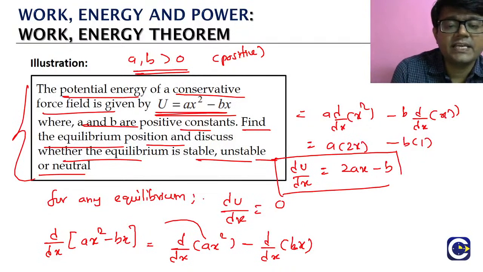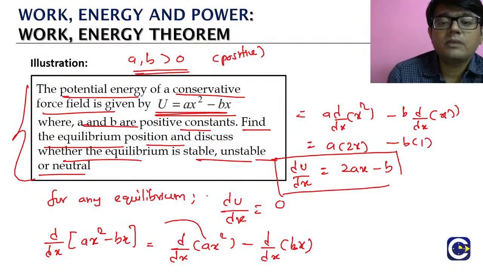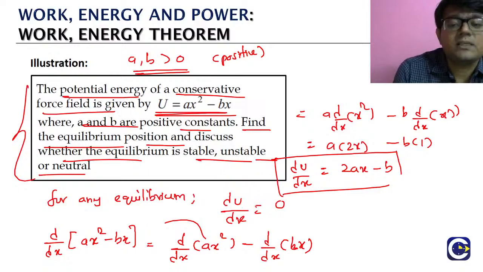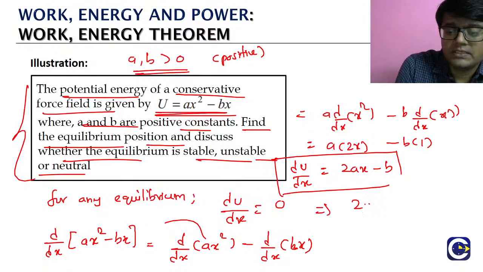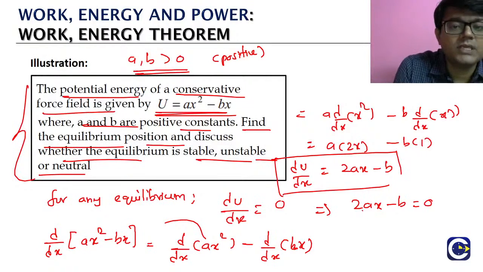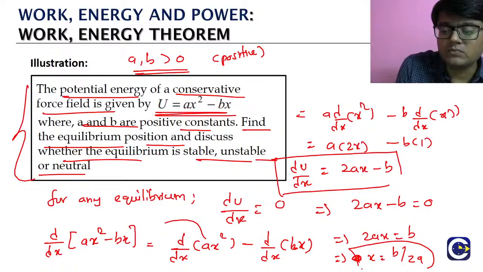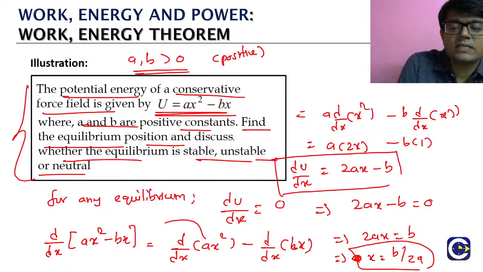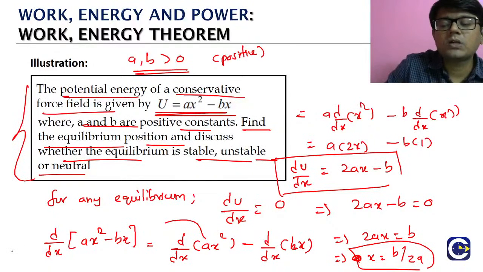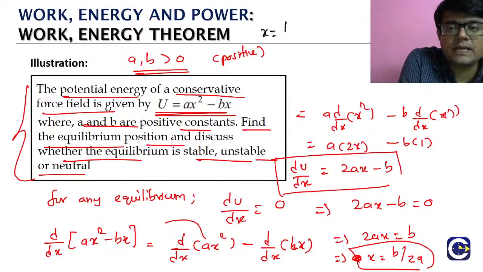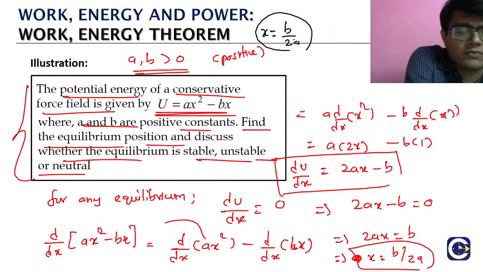So what is our condition? If you are looking for equilibrium, the derivative must be 0. So now what do we do? Just equate the value of the derivative to be 0. If we equate, from that we will be able to find out the position where we get the equilibrium. Now look, 2ax is equal to b, from that x will be b by 2a. So we are getting the equilibrium position: x is equal to b by 2a. At that place we will get the equilibrium position.